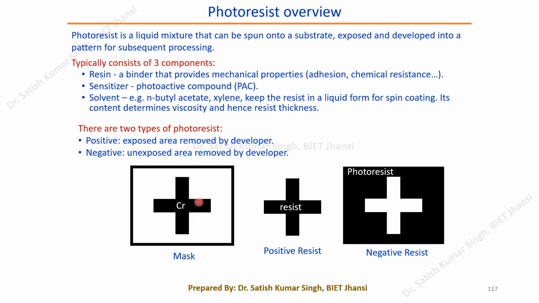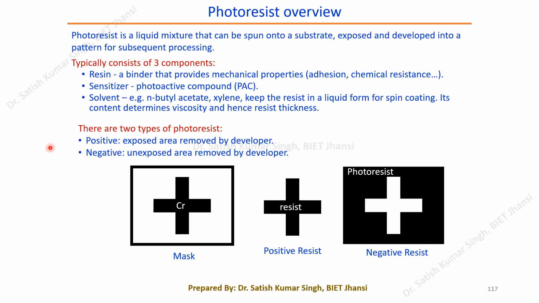This region was not exposed because of the presence of the chromium layer, so this area was soluble in the developer and can be removed. The other area got exposed to the UV rays, so it becomes hardened and cannot be removed by the developer. This is what we mean by negative resist and positive photoresist. Now we have to look at what kind of base material and what kind of sensitizer we have to choose. As solvent, you can see we are using n-butyl acetate and xylene. These are the different solvents that we can use.